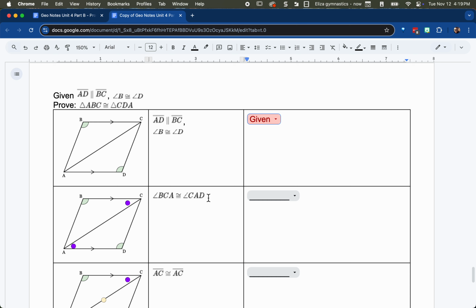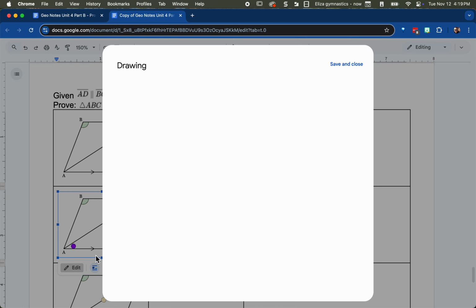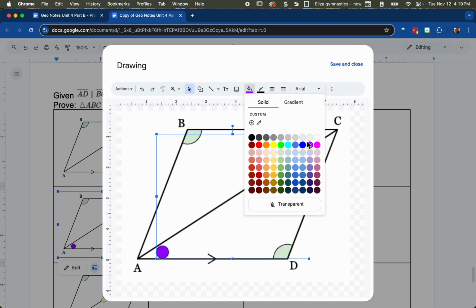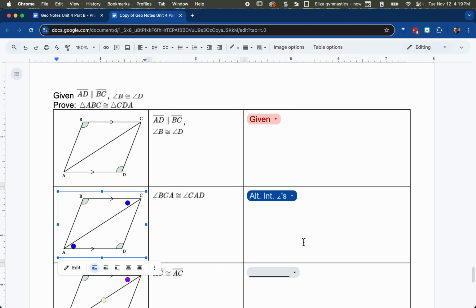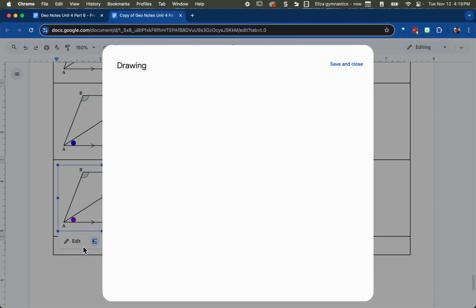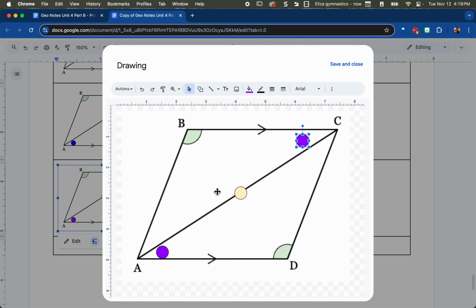Now we have our next piece of marked information. It says BCA is congruent to CAD. So BCA and CAD, that's a Z shape with parallel lines. That's going to be my alternate interior angles. Again, I'll change these colors. They were supposed to match with the blue of the alternate interior angles.